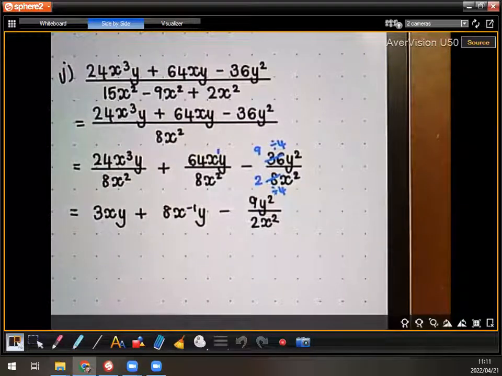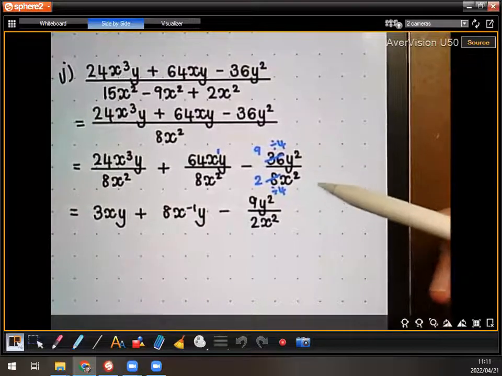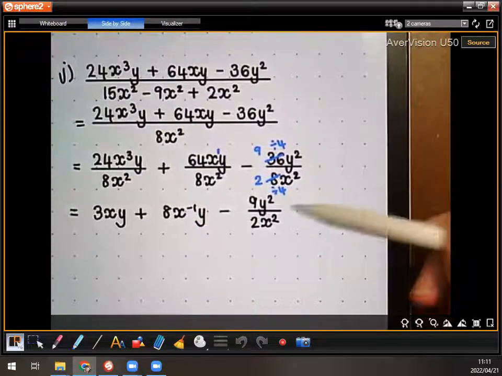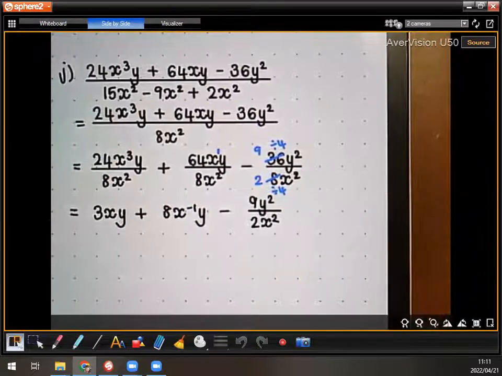Okay. What else is at the top? A y squared. Is there a y at the bottom? No. So the y squared just needs to be at the top in my answer. And at the bottom, we have an x squared. We have no x at the top. So again, that x squared just needs to be in my answer at the bottom of the graph. Okay.